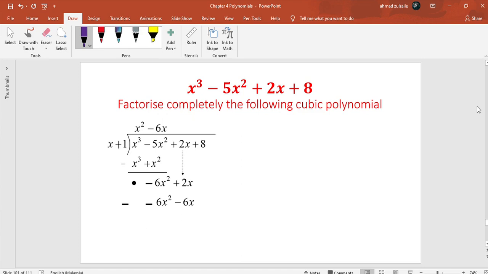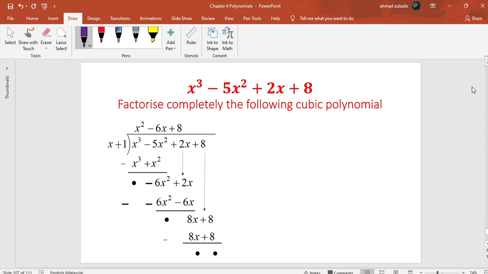And then you subtract, and I eliminate the negative 6x squared. But for 2x minus negative 6x, 2 plus 6 equals positive 8x. Then bring down this 8. In order to eliminate this 8x, I will multiply x with another 8. So I multiply with the positive 8, then I have 8x plus 8 also. Then I have a 0 remainder when I subtract between those two.